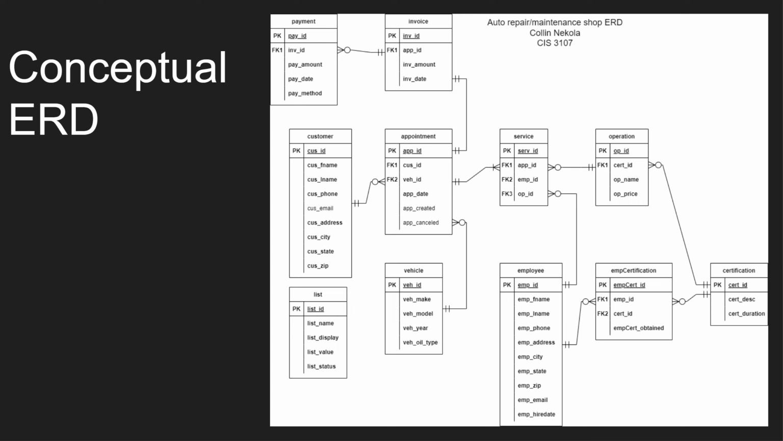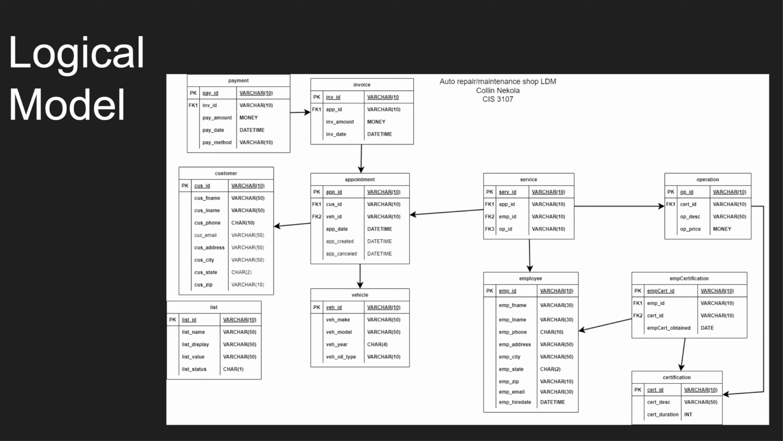Certification is also related to operation because the operations need a certain certification required for an employee to do it. So if an employee needs to have a certain certification to be able to do a tire rotation or something, then that'll need to be checked to make sure they're eligible to do that service. And then there's also the list entity. Here's the logical model. It's pretty much the same except it has all the data types listed.